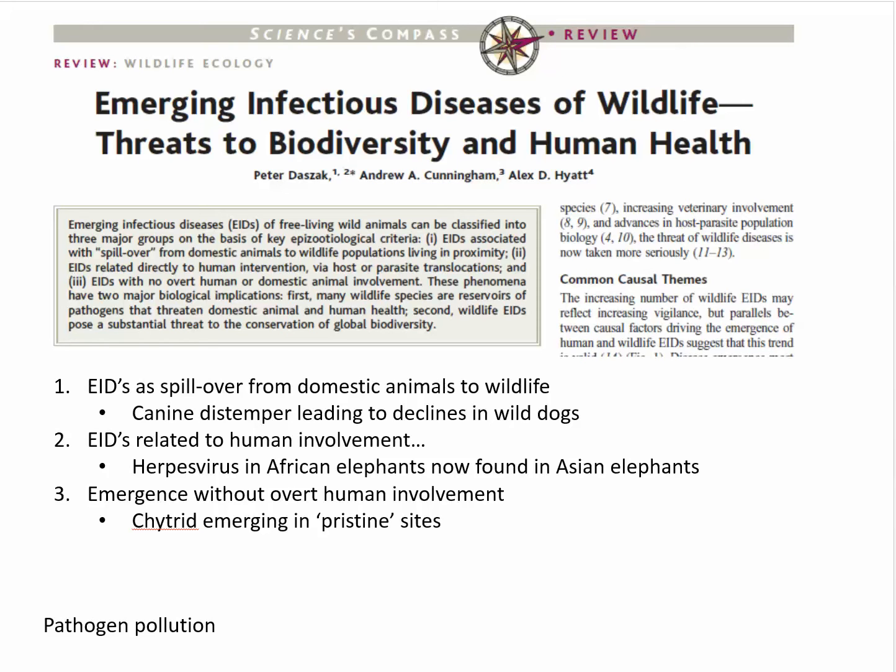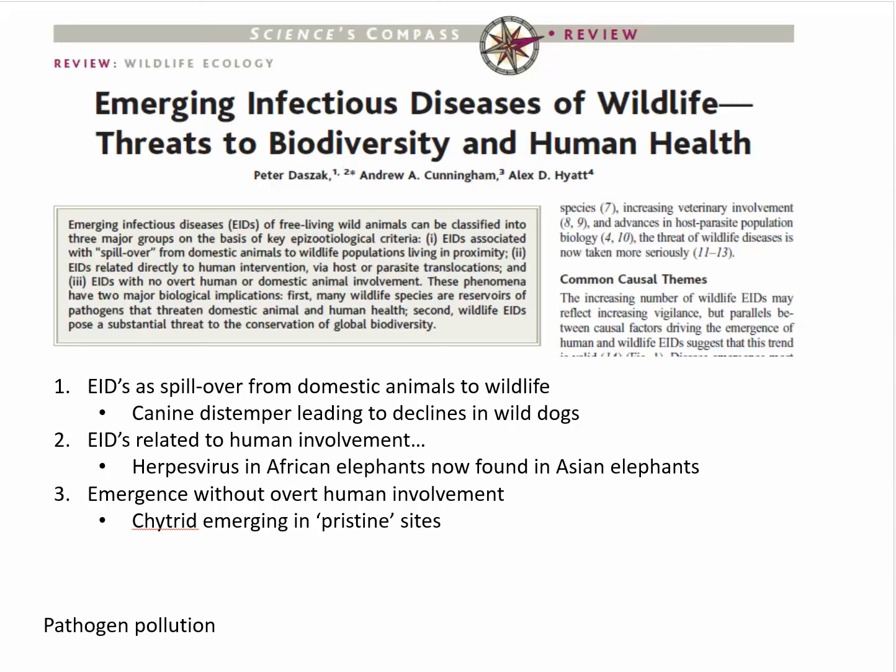The first is spillover from domestic animals to wildlife, and a good example of that is canine distemper leading to declines in wild dogs. You can see that as contact between humans and wildlife increases, and particularly dogs to wild dogs increases, then the risk to wild dogs goes up, since they're susceptible to these diseases as well. So that's one kind of case where domestic animals are contacting wildlife.